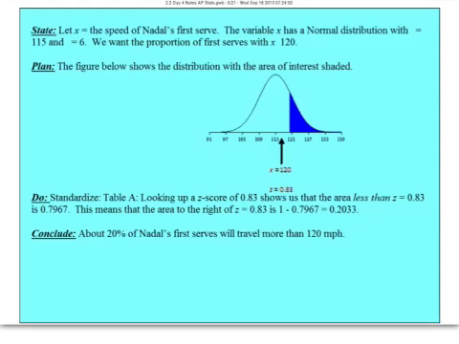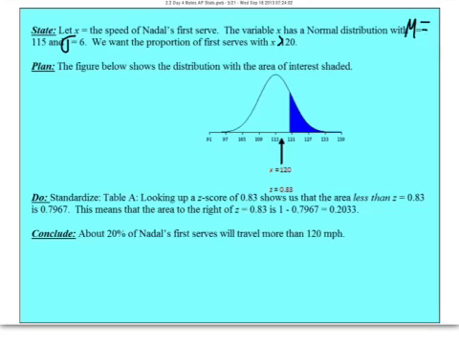Now, if you're going to do this for the write-up in homework or in a free response question, here's what you would say. State: let x equal the speed of Nadal's first serve. The variable x has a normal distribution with mu equal to 115 and standard deviation, or sigma, equal to 6. We want the proportion of serves with x greater than 120.